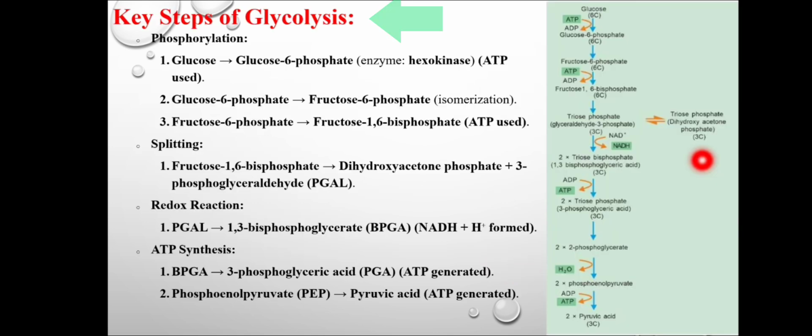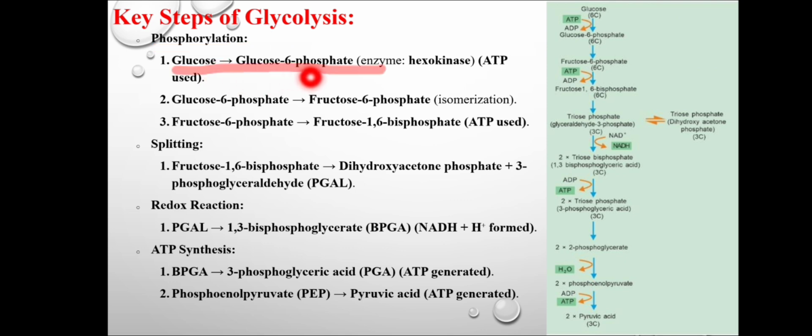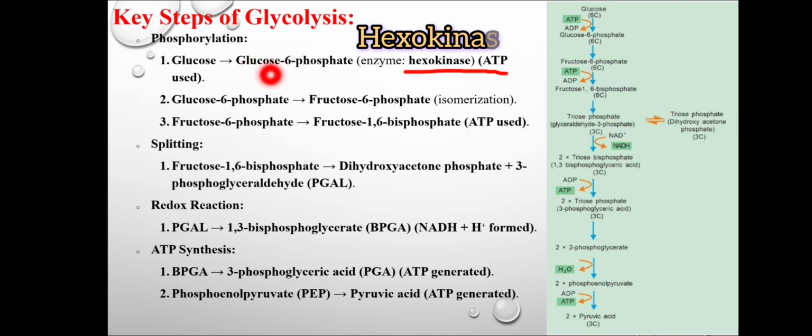Moving on to the steps of glycolysis, as you can see here, glycolysis is a 10-step reaction. Now these 10 steps are divided into several phases. The first phase is the phosphorylation phase, in which glucose is converted into glucose 6-phosphate. Mind it, here the enzyme involved is hexokinase. Since a phosphate is added to glucose, ATP will be used. So the phosphate coming is from the ATP.